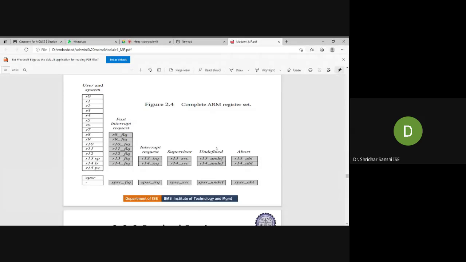The appropriate banked registers are used then. They will replace the registers. For example, if the processor mode changes to interrupt request, then whatever content of R13 SP is there will be replaced with R13_IRQ. However, this value will be banked, so whenever the mode changes back to user mode, the same value will be restored. That's what we call banked registers, useful whenever we change the processor mode.